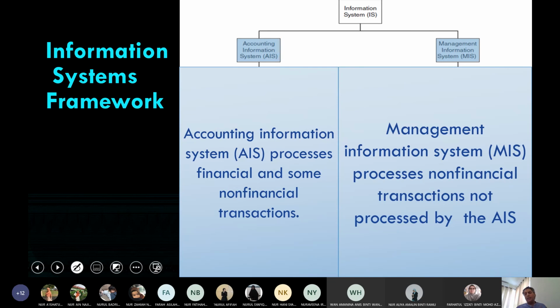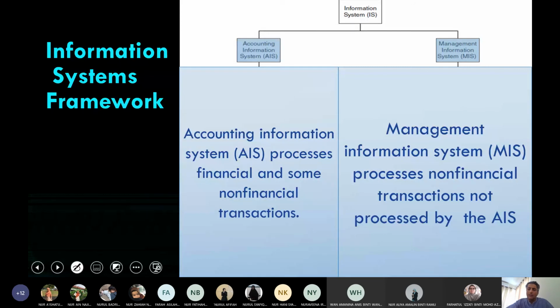So now we come to the information system framework. What we mean here is that we need to know and see the subsystems under the information system in the business. On the right side, we have the management information system, MIS, processing the non-financial transactions not processed by the accounting information system.